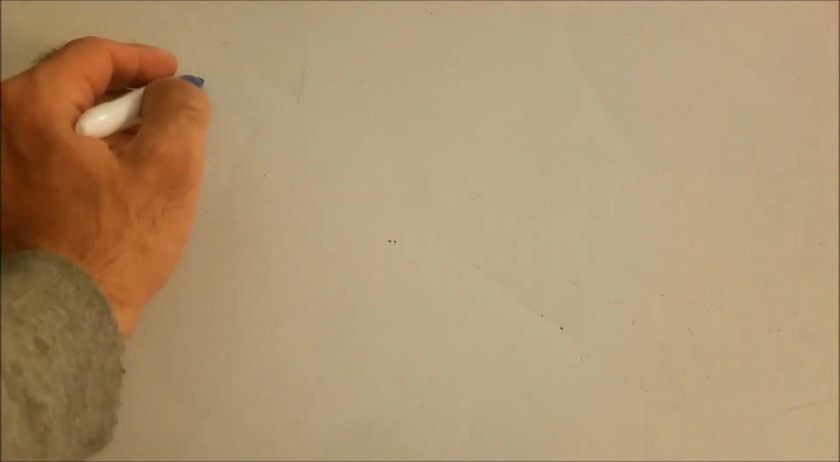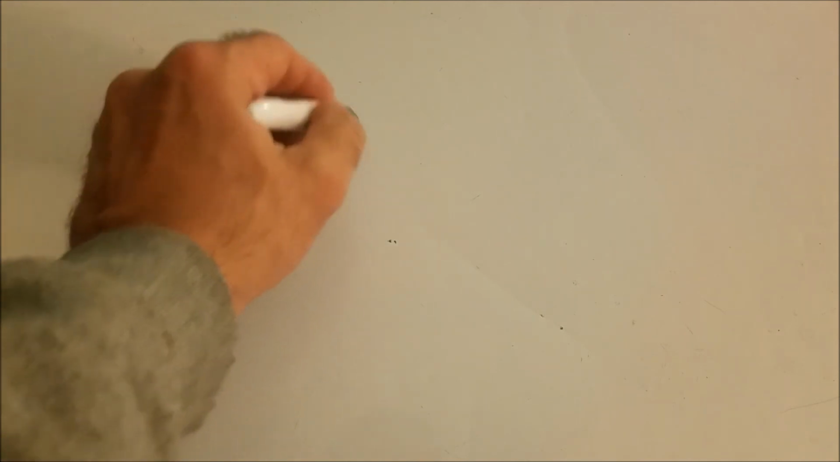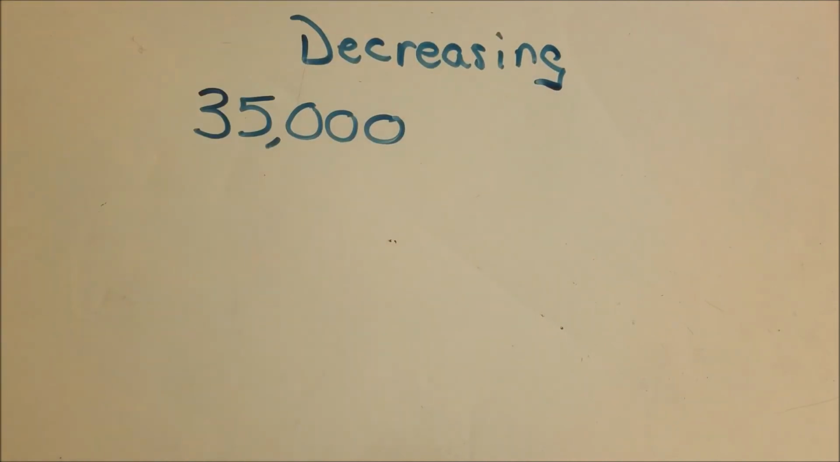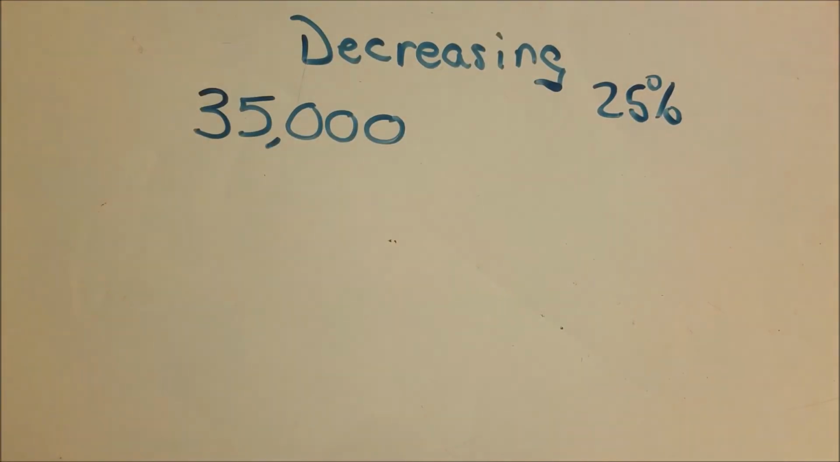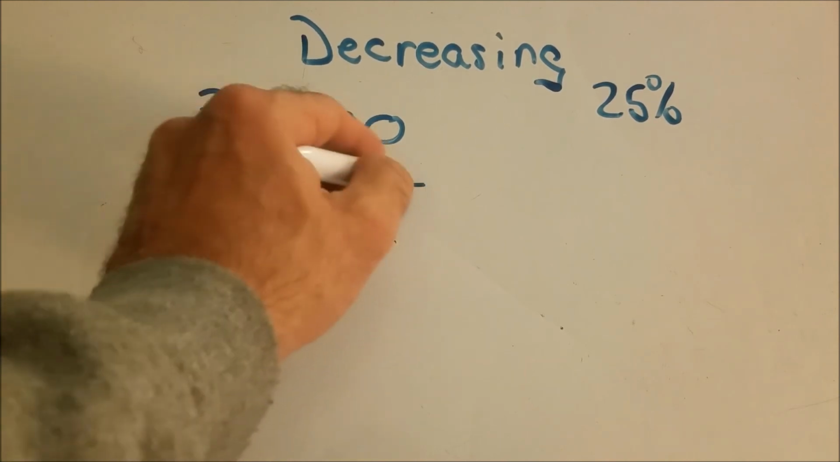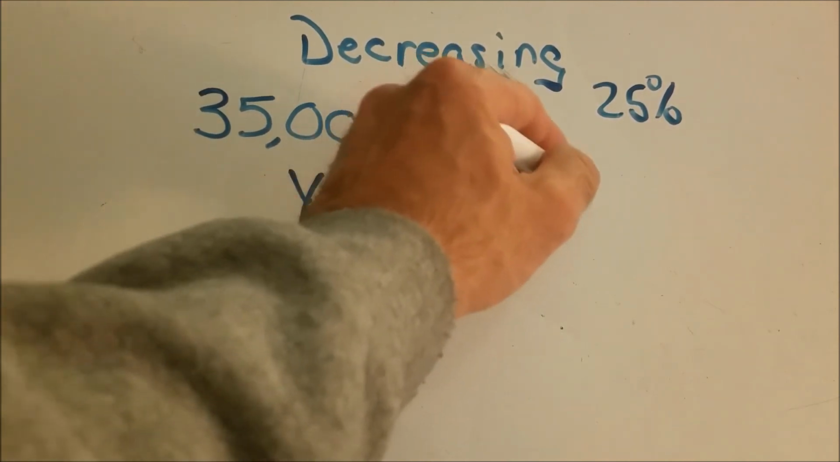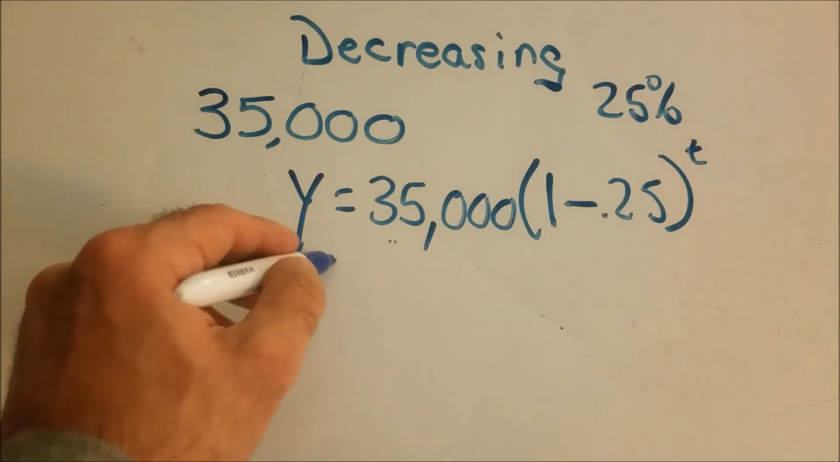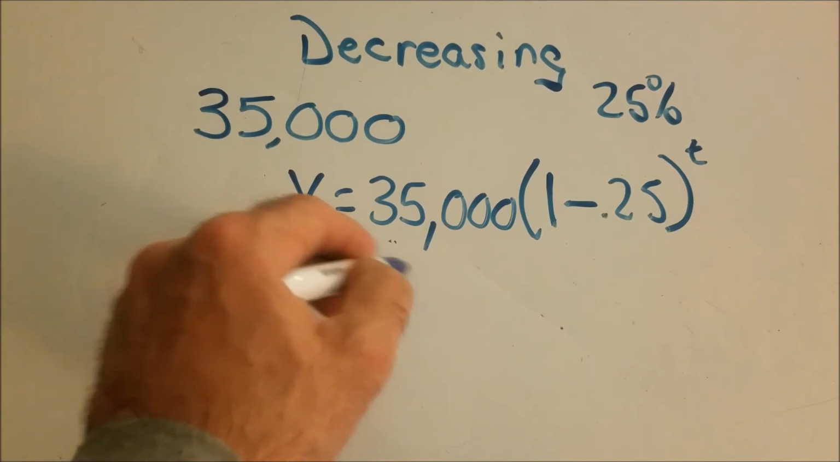Let's try one more. We have a hamster population. Let's say this hamster population or rabbit population is 35,000. It's a lot of rabbits. And it's decreasing, right? Let's say it's decreasing at a rate of 25%. Okay, we have y equals 35,000 times 1 minus 0.25. Let's put t for years. What would the population be when t equals, let's say, 7? Try that.